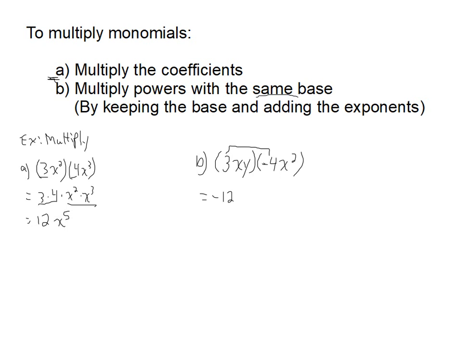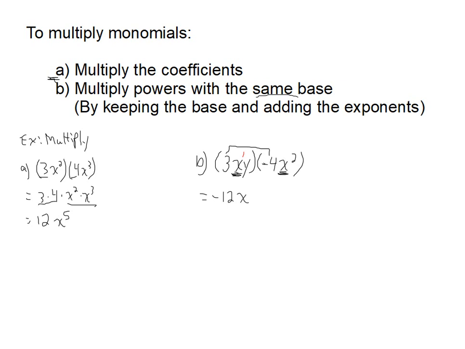And then we're going to multiply powers with the same base. The x is a power here, and it has the same base as this x squared. So we want to multiply these two powers with the same base. Don't forget, if there is no exponent written, the understood exponent is a 1. The way that we multiply the powers with the same base is we keep the base. So we're going to have an x here.